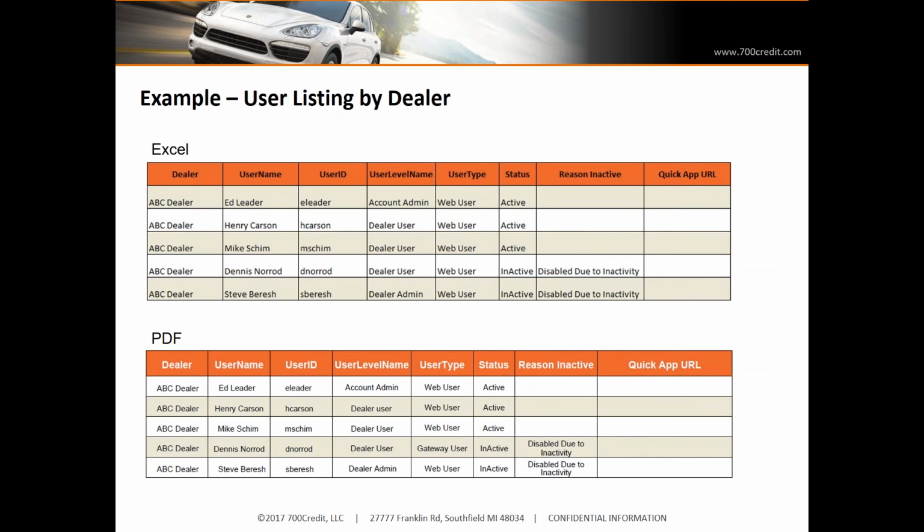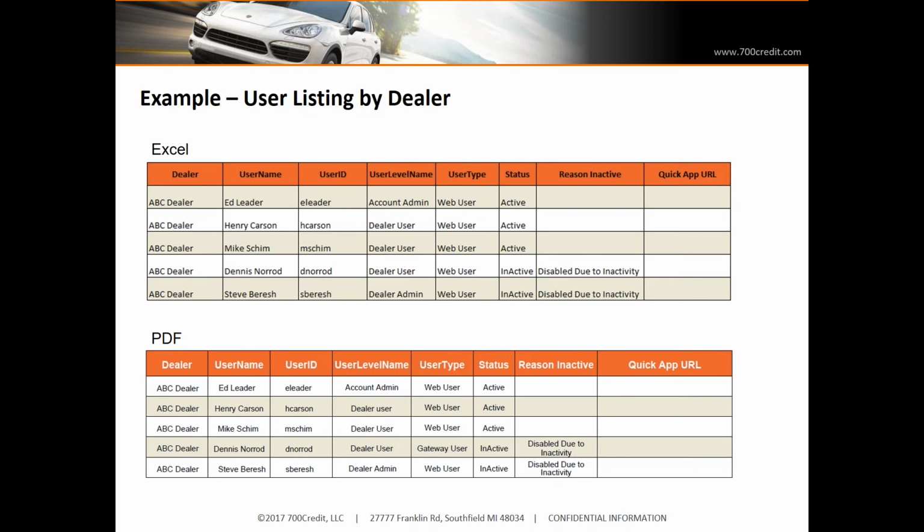The last report is the user listing by dealer report, and it's a list of all users at your dealership that were ever set up with the ability to access 700dealer.com. The status column indicates if the user is active or inactive. The report helps you ensure the safety of sensitive consumer information.